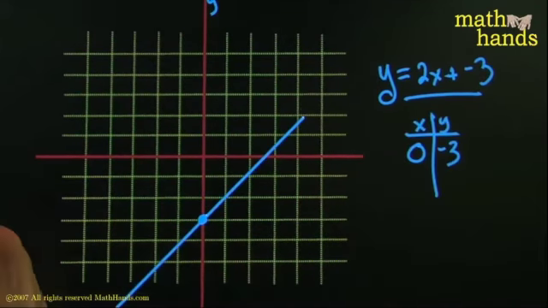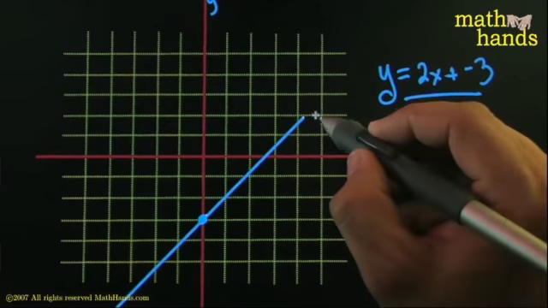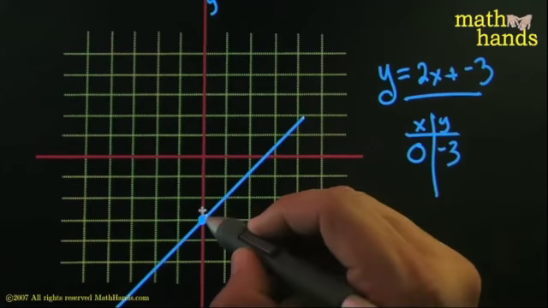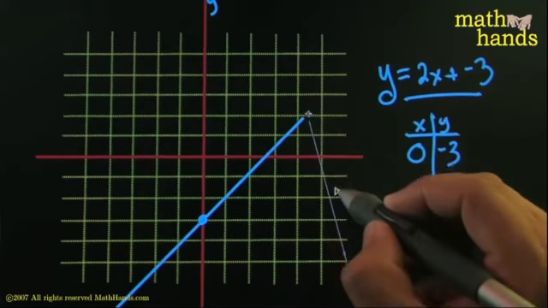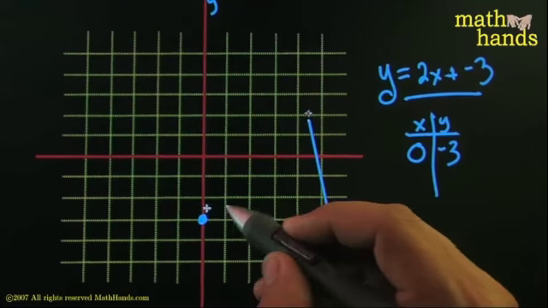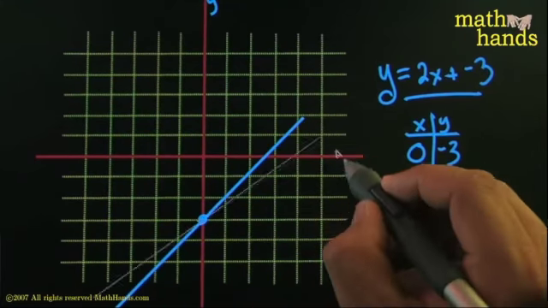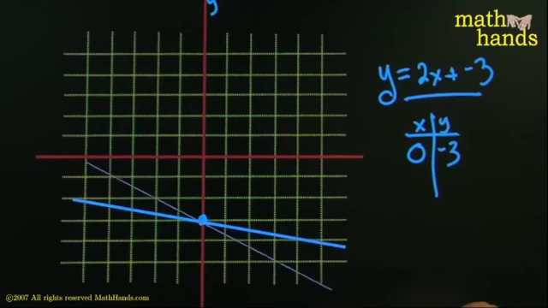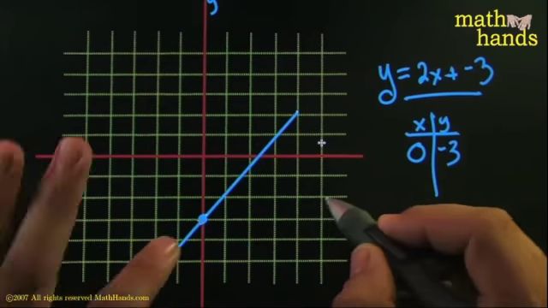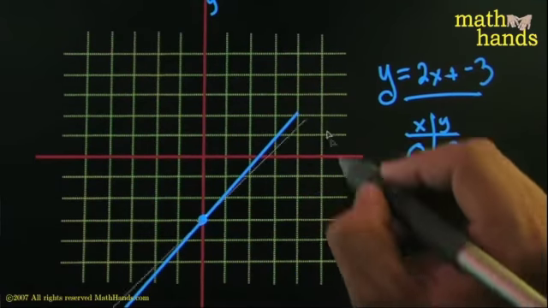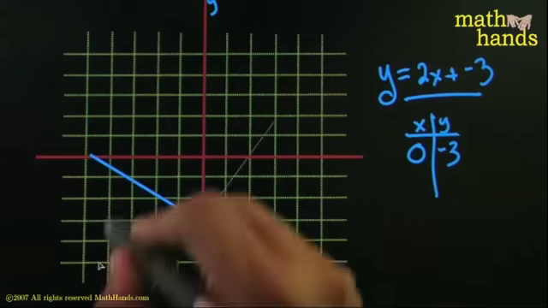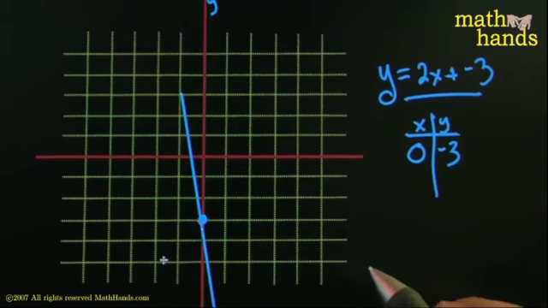But the one thing that you don't know is how steep. Should it be this steep? Whoa, just a second. Should it be this steep or that steep or that steep? I don't know how steep it should be, but I know it has to go through that point. The only thing we've got to figure out is the steepness.